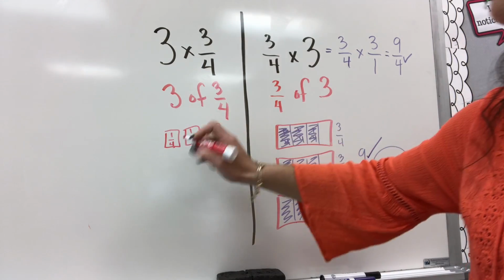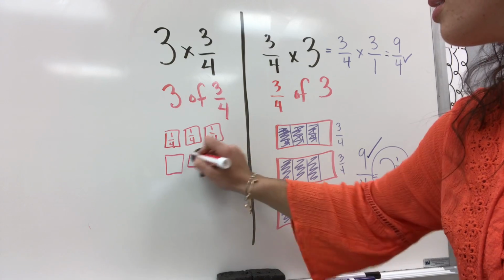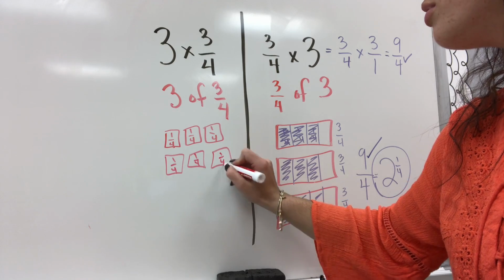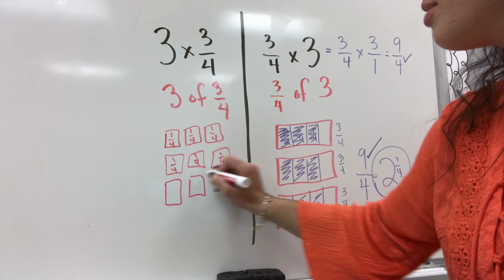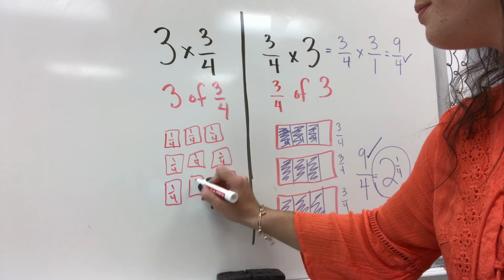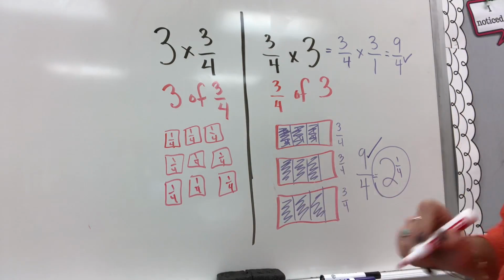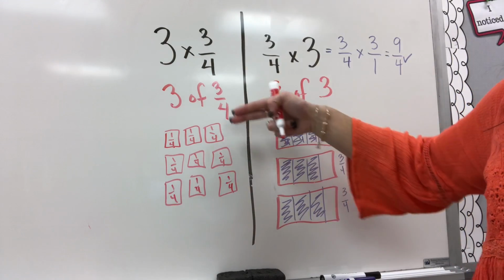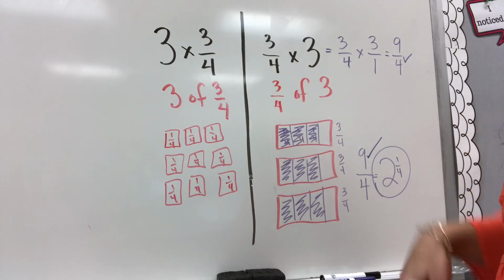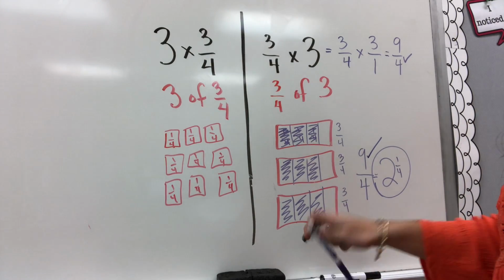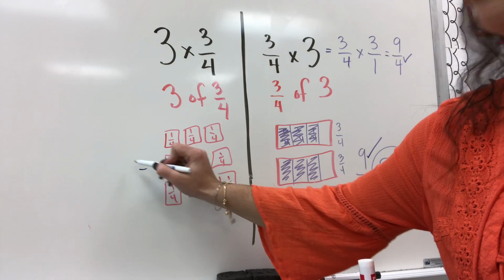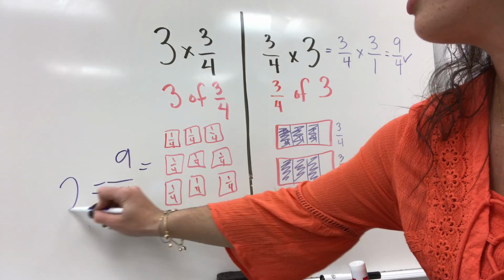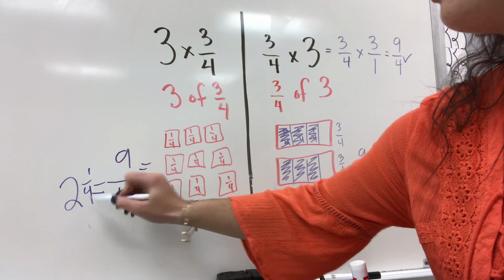I want 3 groups. So I'm going to make one more group, which is going to give me 2 groups, and this is going to be my 3rd group. Okay, so I have 1 group, 2 groups, 3 groups, and in each of those groups, I have 3/4. Okay, well, how many fourths do I have? I have 9/4, which again is the same as 2 and 1/4.